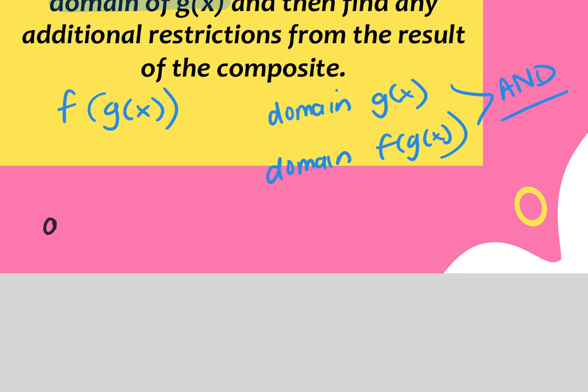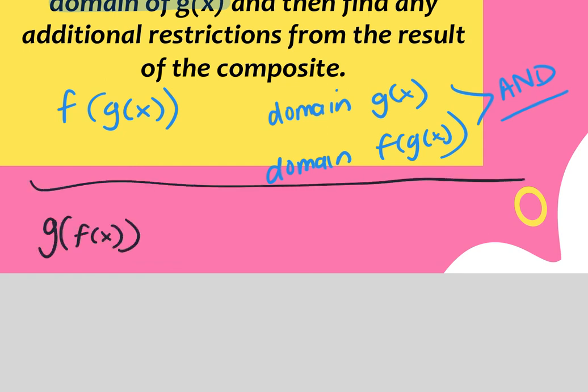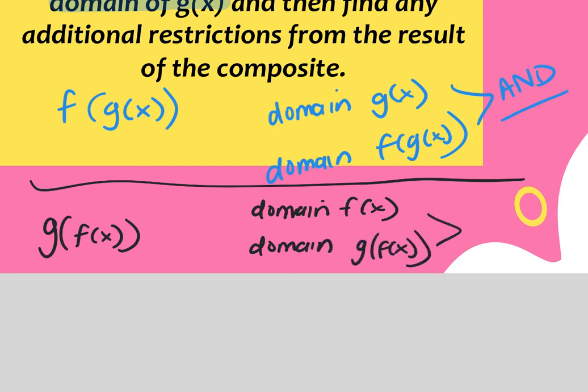If it said g of f of x, now I'm going to find the domain of f of x and the domain of the composite function, g of f of x, which is the answer I'm going to get at the end. And again, treat those as though they're an "and" statement. Both have to be true. So whatever is second, or whatever's inside the parentheses, that's the one you have to bring its domain down with it.